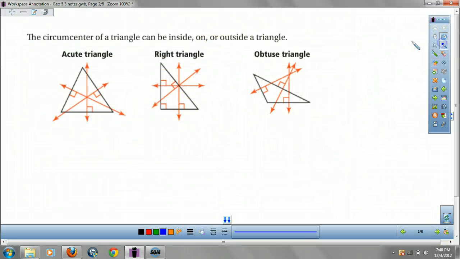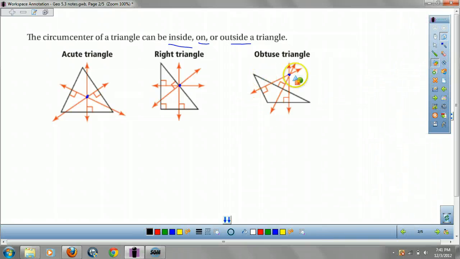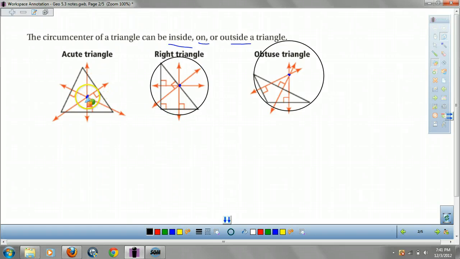Now, the circumcenter can be inside, on, or outside the triangle, which means this point can be in it, on the triangle, or outside it. Notice acute triangles, it's in it. Right triangle, it's on it. And obtuse triangle, it's outside of it. Because again, watch. Look, the circumcenter contains all the points. So you're describing that triangle inside that circle.